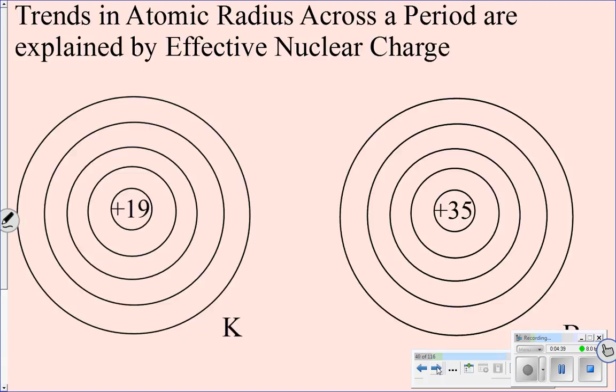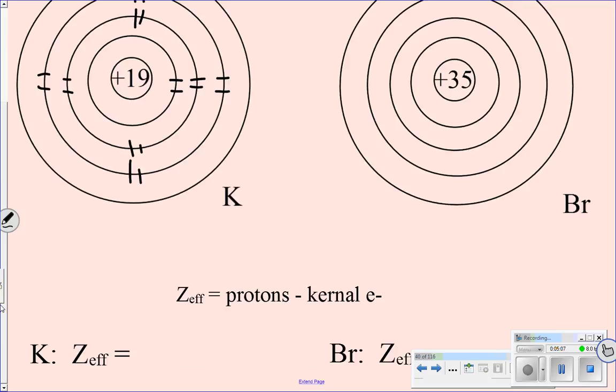So again, this has a lot to do with effective nuclear charge. So I just wanted to kind of review this concept with you. So if you put your little eyes on potassium versus bromine, okay? Potassium is the configuration 2, 8, 8, 1. Potassium's effective nuclear charge, remember, is protons minus kernel electrons. So this is going to be 19 minus 18. So what this actually means is the nucleus has a positive 1 effective charge on the valence shell.